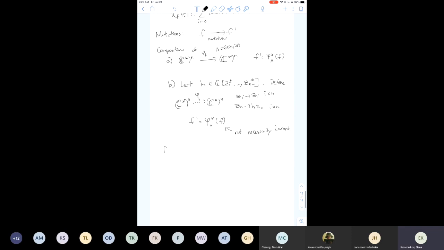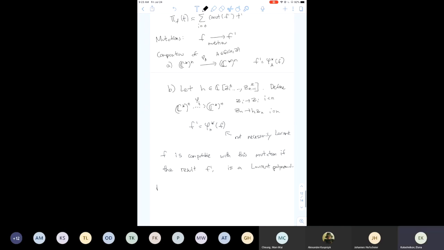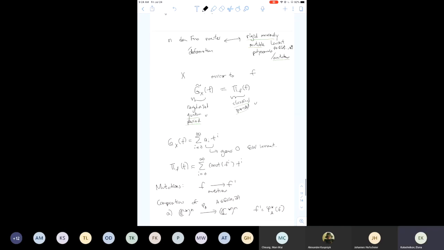But I'll say that F is compatible with this mutation if the result F' is a Laurent polynomial. So those are the equivalences here.